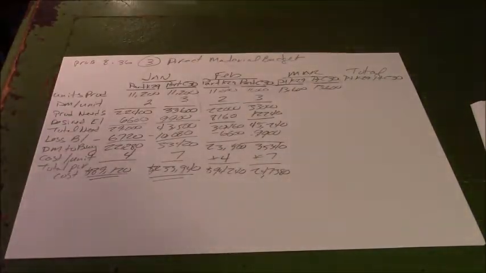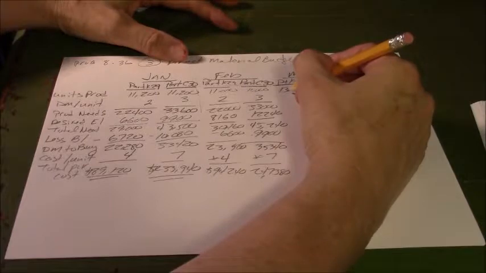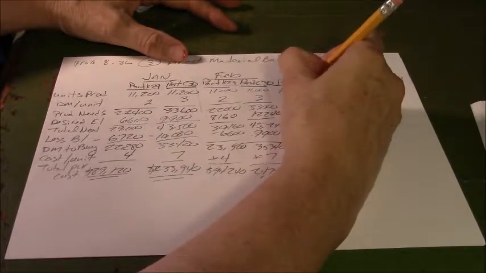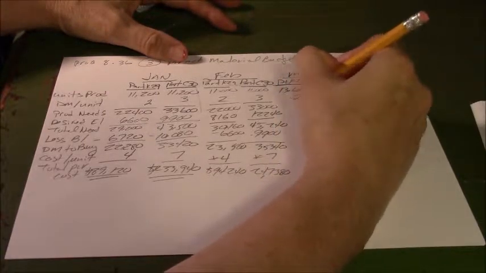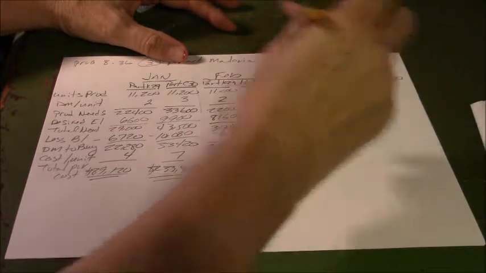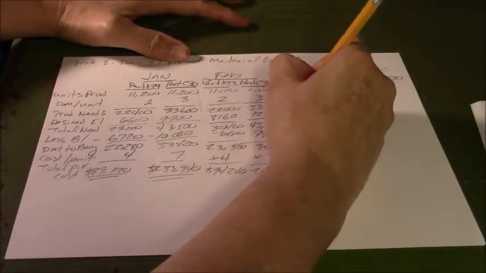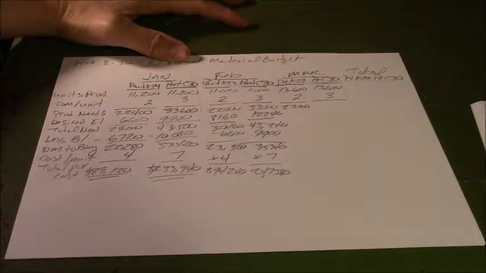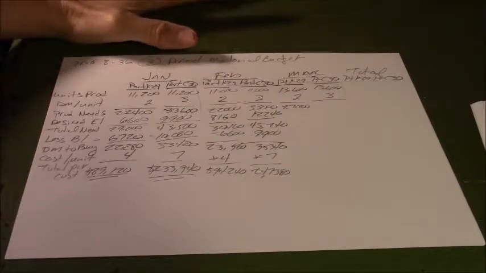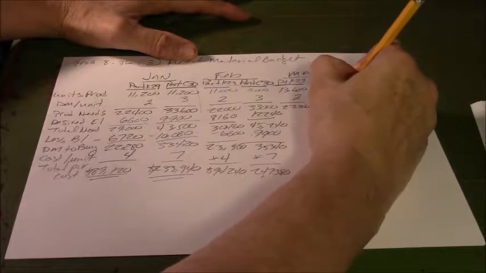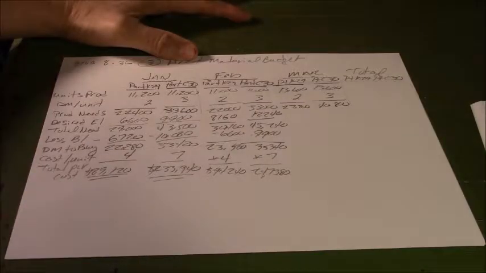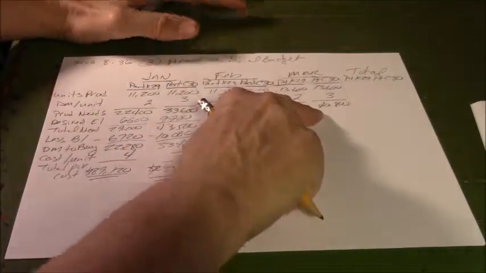All right. And same thing for this column. We know that we want to produce 13,600. We know it's going to take 2 of part 29 and 3 of part 30. So 2 times 13,600 is 27,200. 3 times 13,600 is 40,800. And the desired ending inventory.